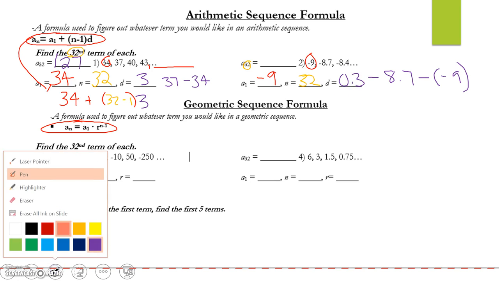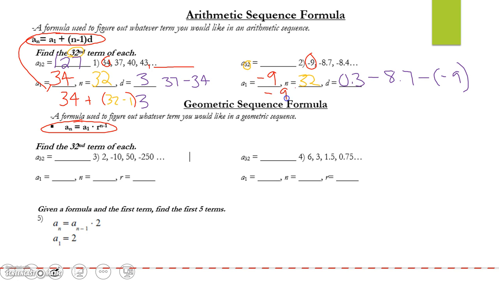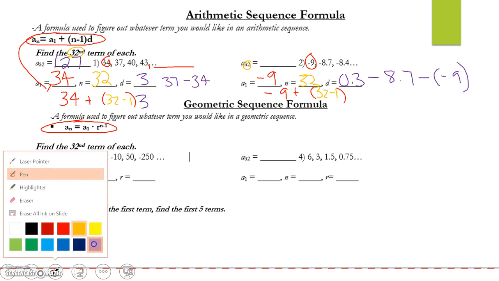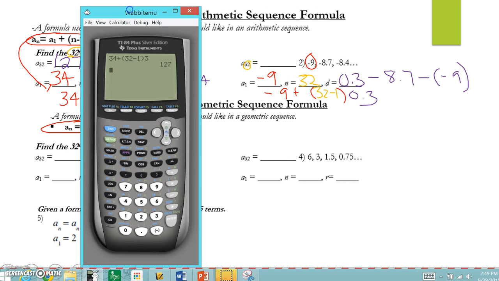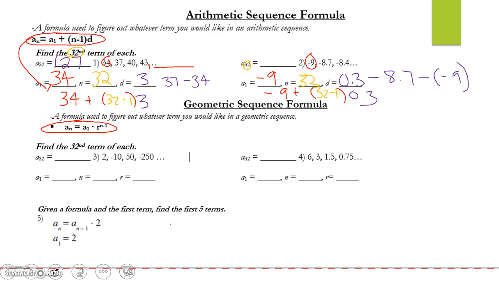So now I'm just going to fill it into my formula. So it's A1 plus n minus 1, and then the d on the outside. So I grab my calculator, do -9 plus 32 minus 1 times 0.3. I get 0.3.